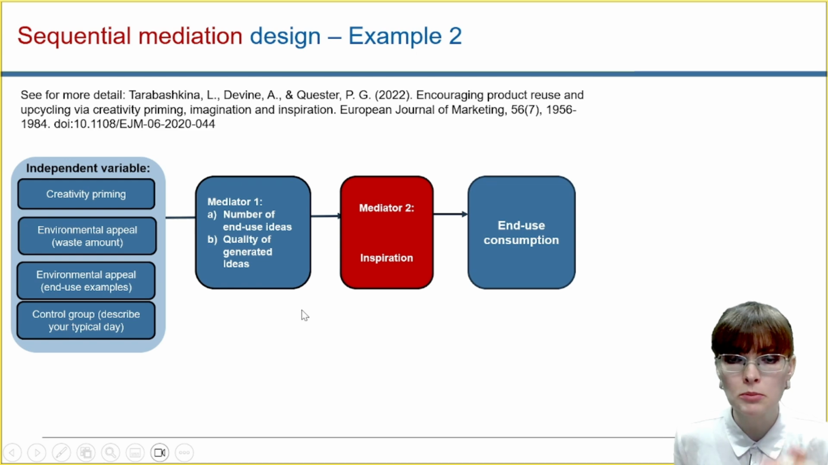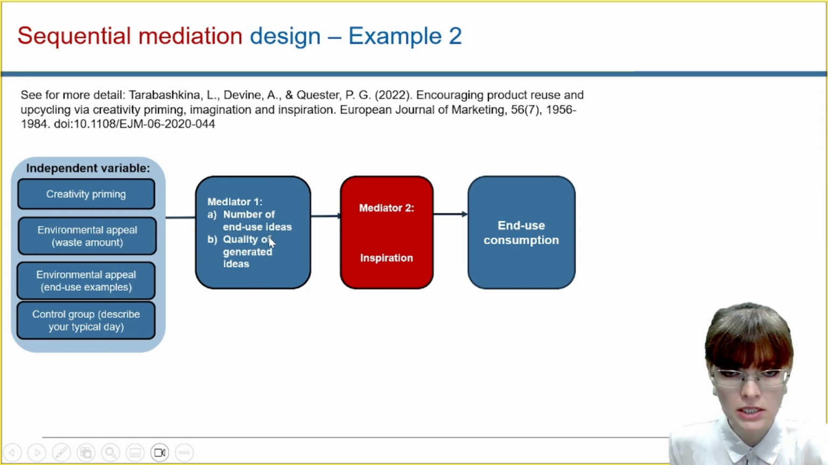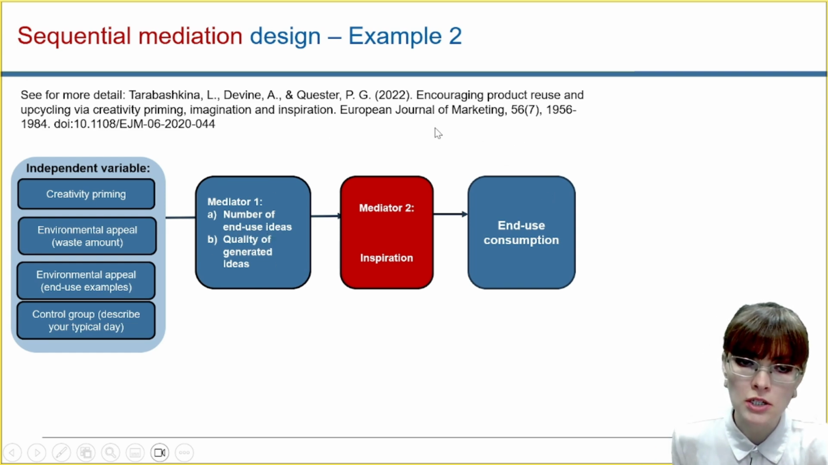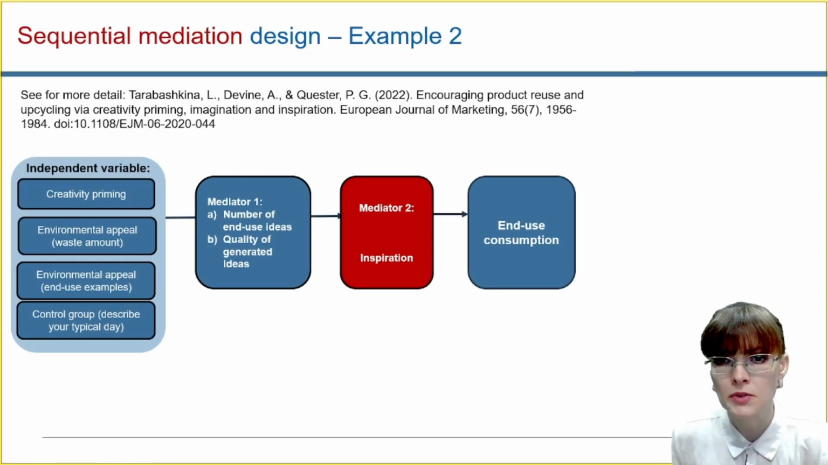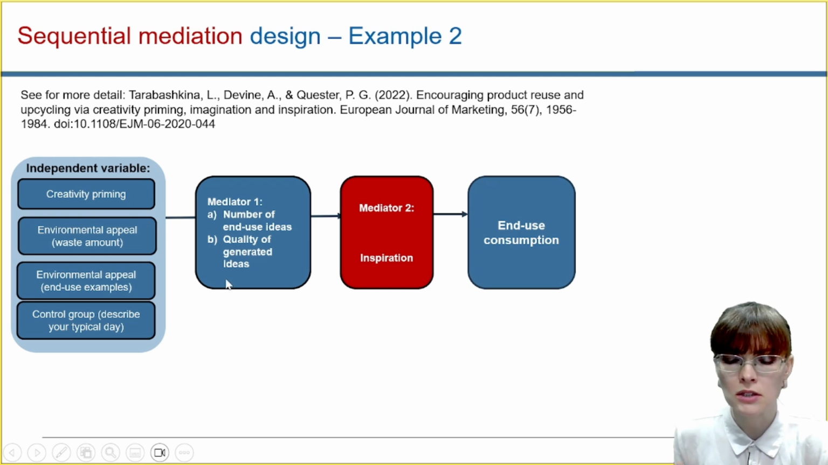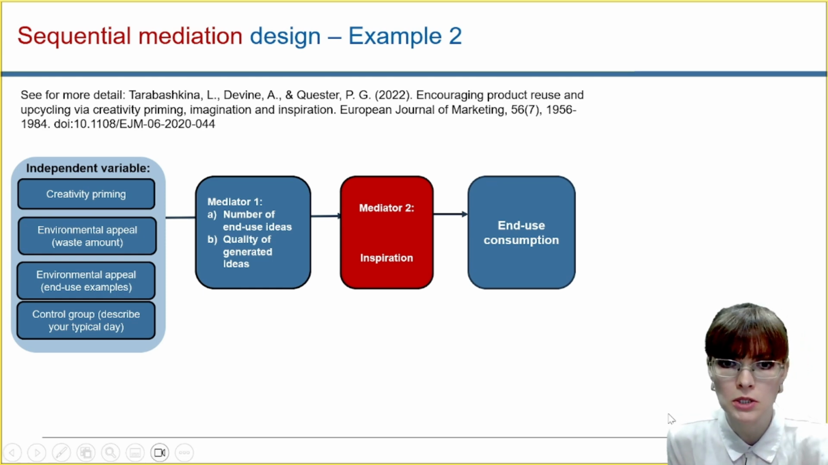And then our next hypothesis to explain sequential mediation was that it would be the inspiration from this task, from creating a greater number of ideas and also more interesting, more creative ideas when we tap into the quality of the ideas, that would encourage them to engage in end-use consumption. So in this case, you see that the number of ideas and quality of generated ideas on its own cannot explain end-use consumption. There has to be something else that would inspire consumers to engage in this behavior.